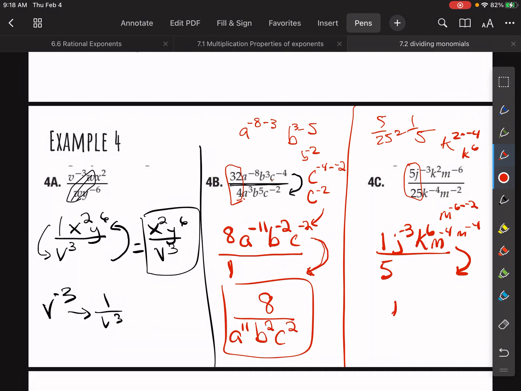So the k to the 6th will stay. Technically there's a 1 there, but we don't have to worry about that. And then we have 5, j to the 3rd, m to the 4th. We can move those guys down there and turn them positive, and we are good to go.